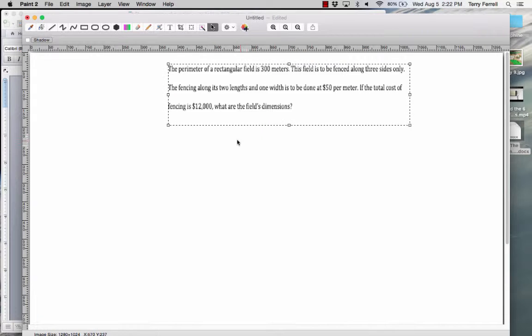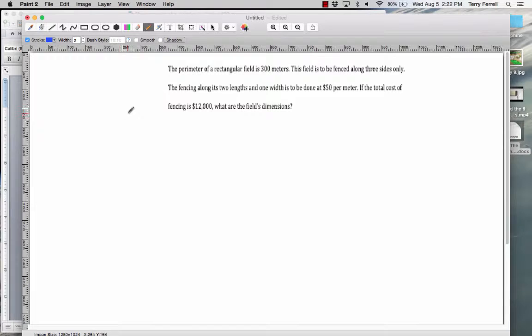Okay, let's solve this word problem. First thing I would do is draw yourself a rectangle just to understand what in the world they're talking about. So the perimeter of a rectangle is 300 meters. So I'm going to say P equals 300 just to understand the problem. It says this fence is to be fenced along 3 sides only. Okay.